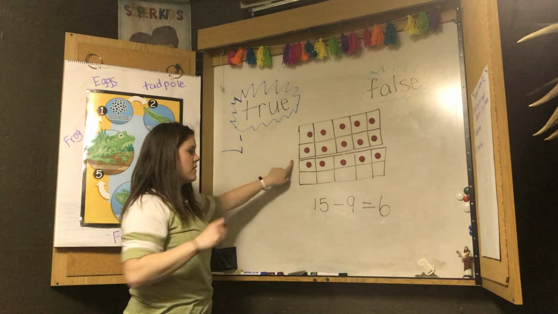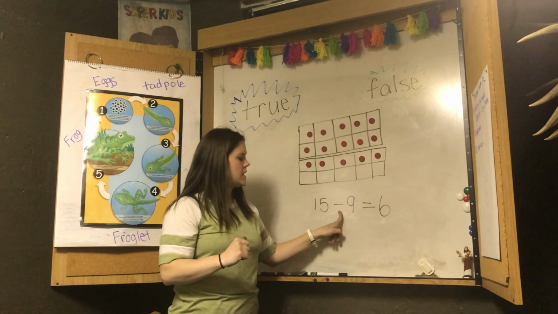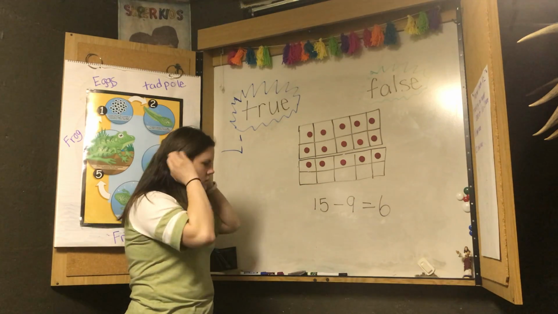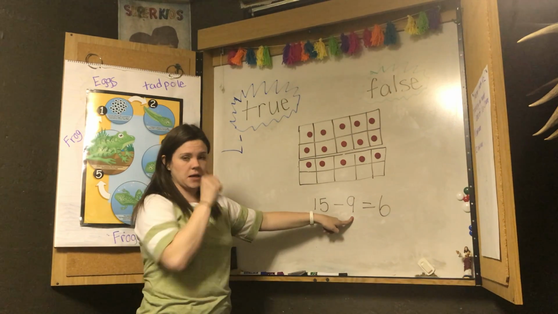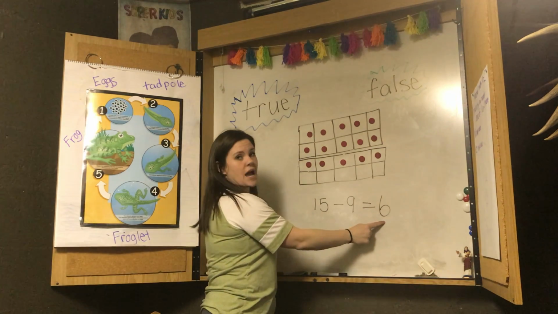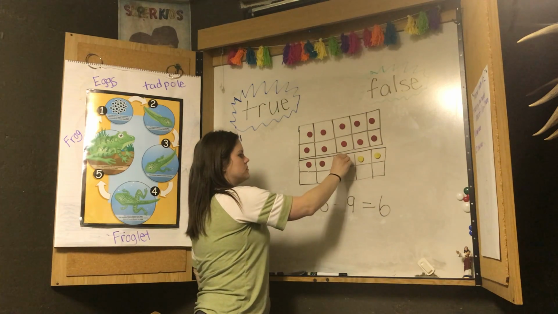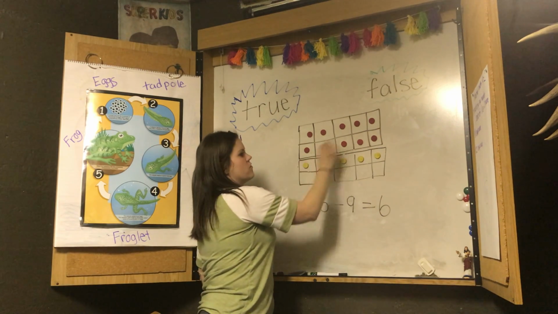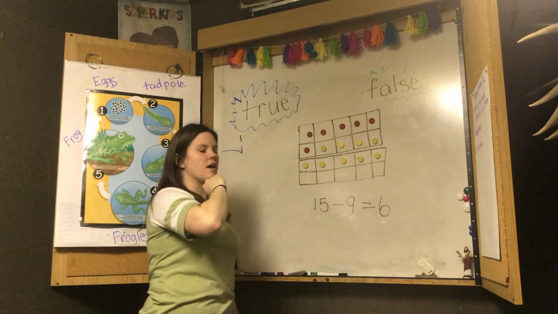All right, I got one full 10 frame, and I have 5 more in my other 10 frame. 15 minus 9. Okay, in order to figure this out, I'm going to flip over 9 and make them yellow so I can see my missing part. See if this is the true missing part. Ready? 1, 2, 3, 4, 5, 6, 7, 8, 9.